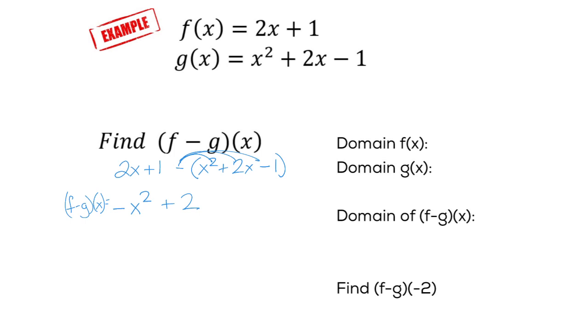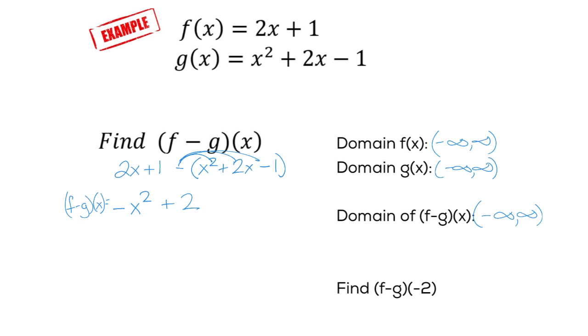Now let's talk about the domain, because that's really what we're doing differently here. What is your domain on f? Right here, it's a polynomial function, linear actually, and it is fine. It's not a fraction, not a radical. There are no restrictions. Same deal with g of x, no restrictions. So the domain for f would be anything you want. The domain for g would be anything you want, which means the domain for the combined function is anything you want.